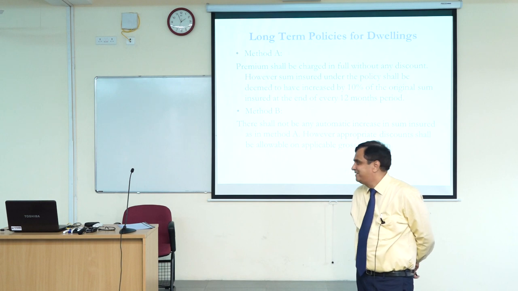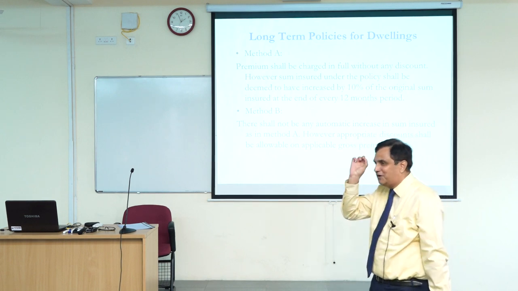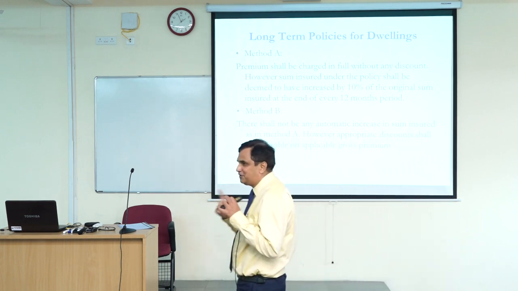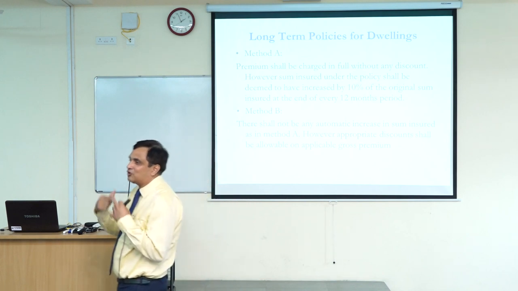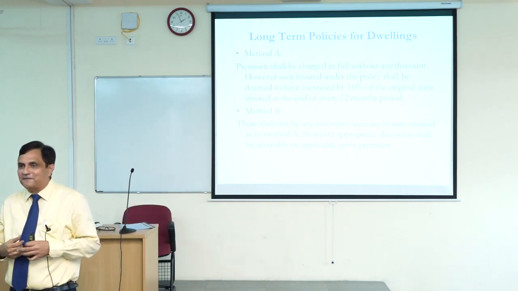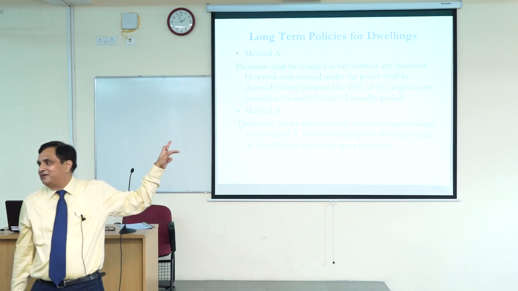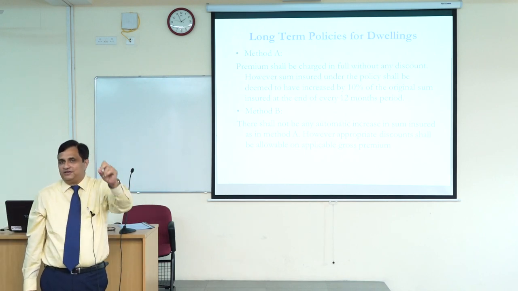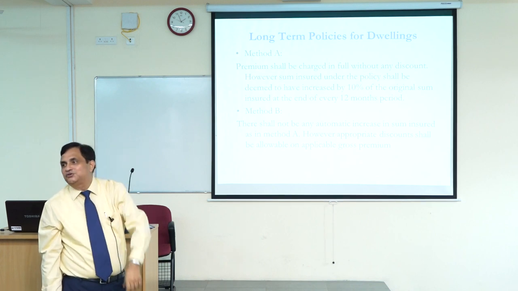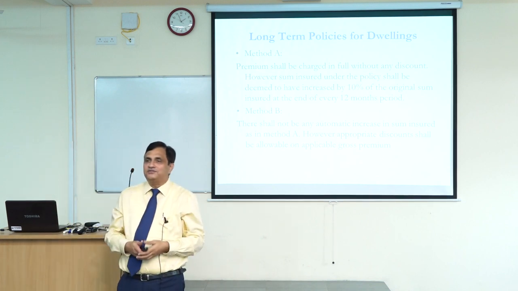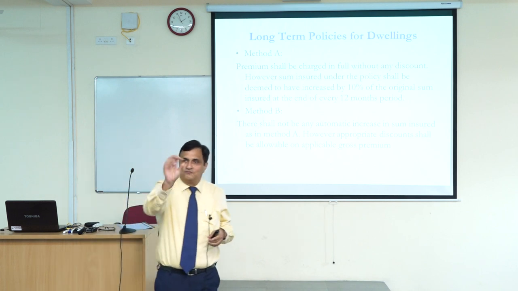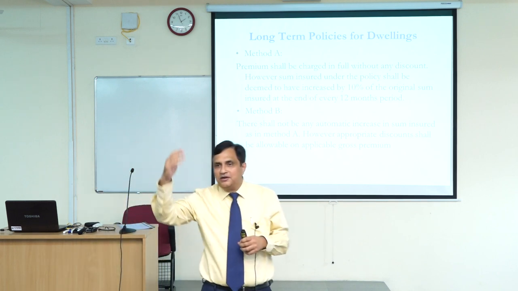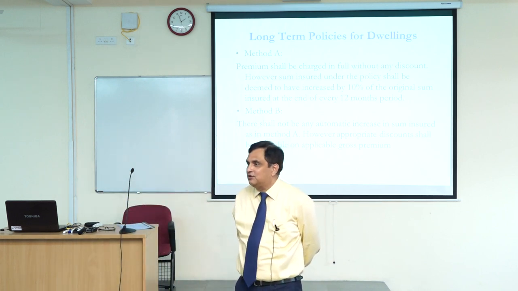Yes. That's why every word has importance. It's not just because you know a compound interest formula that you need to apply it. You have to see what he's saying. He's saying original sum insured. Original sum insured was only 10 million. So every year, 10% of the original sum insured will increase. So like a simple interest, every year it will be only 1 million increase. So 10, 11, 12 and all that. That is how it is going to increase. So this is one method.